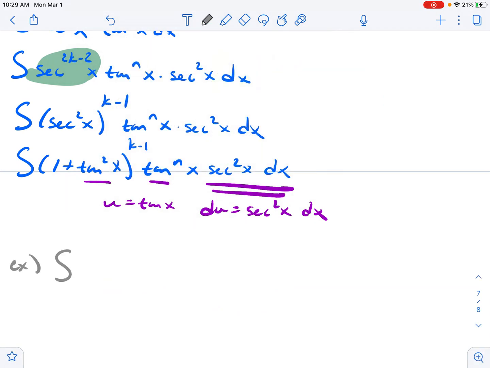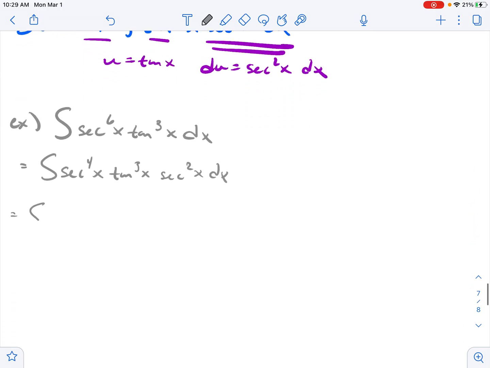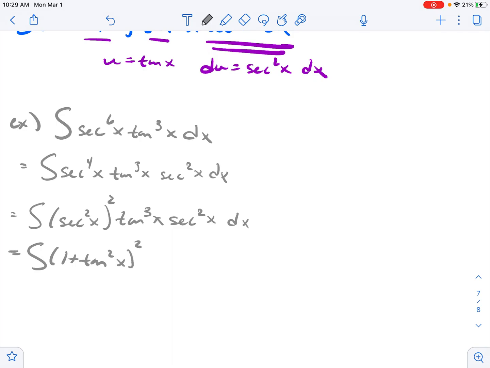Suppose we have the integral now of secant to the 6th power of x tan cubed x dx. Okay, so I'm going to break this down by 2 powers. That's going to leave me with secant to the 4th, tan cubed, secant squared x dx. I'm going to write secant to the 4th as a power of secant squared. In this case, it would be secant squared, squared. Now I'm going to replace secant squared with its Pythagorean identity, 1 plus tangent squared x.